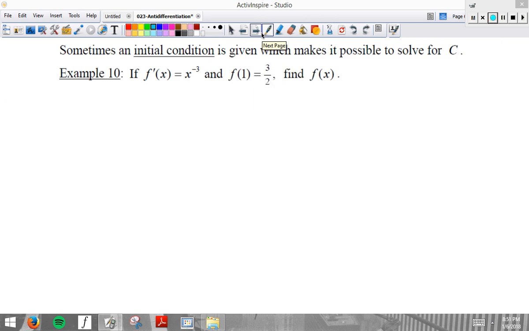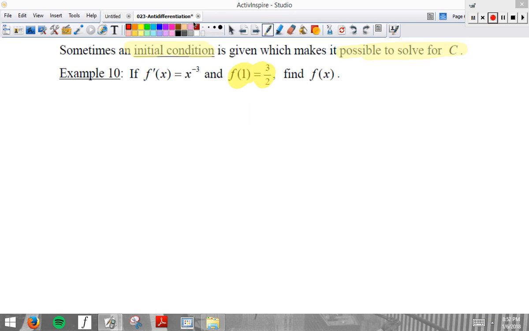This video is going to get a little long. This is really important. Initial conditions. An initial condition will make it possible to solve for c. And here's how. So if someone gives me f prime equals x to the negative 3, this is the initial condition. Sorry, I should have highlighted that. So that's the initial condition here.